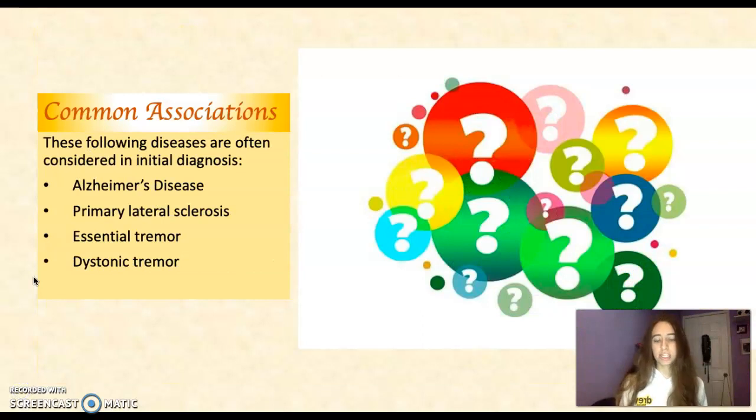Some common associations: all of these diseases are considered in the initial diagnosis. So, obviously we have Parkinson's disease, and Alzheimer's disease, because those people can get the tremors and the nerves in their brain do break down.